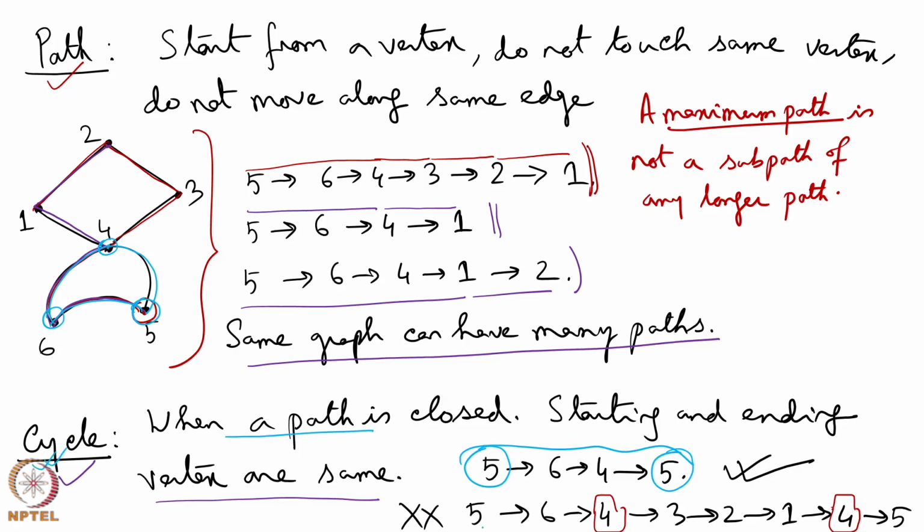Now, consider 5 to 6, 6 to 4, then 4 to 3, then 3 to 2, then 2 to 1 and then again 1 to 4 and then again 4 to 5. So, we started with 5, we ended at 5, but this is not a cycle. So, I put a cross mark. Why? Because you can see vertex 4 has been repeated. Since a vertex is repeated, by definition it cannot be called a cycle.